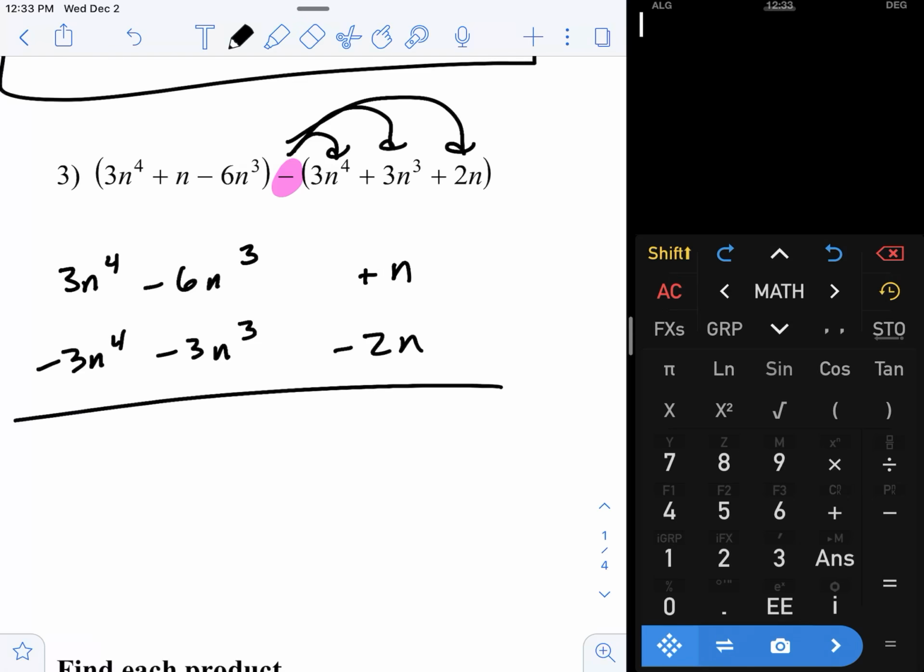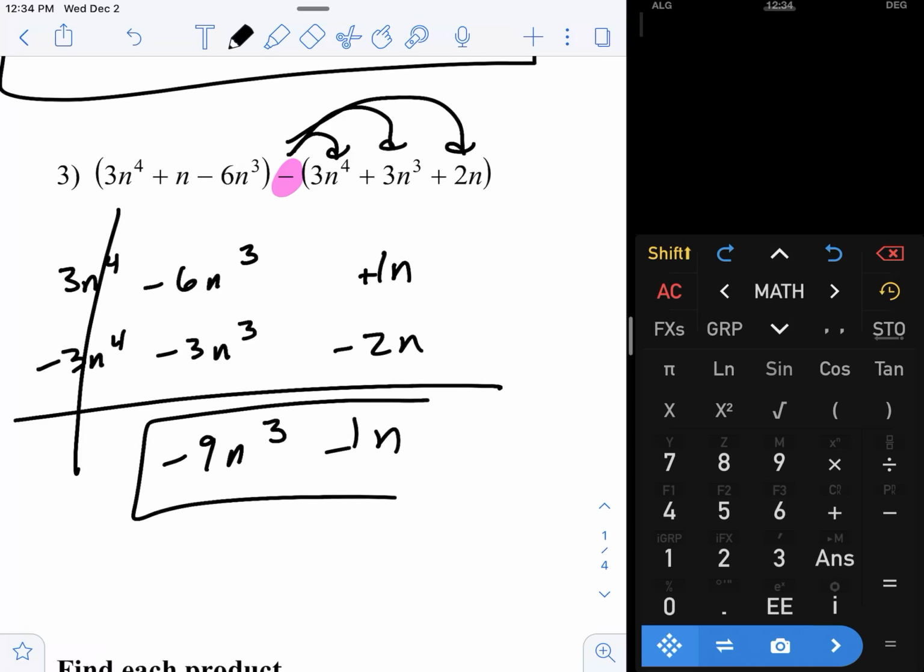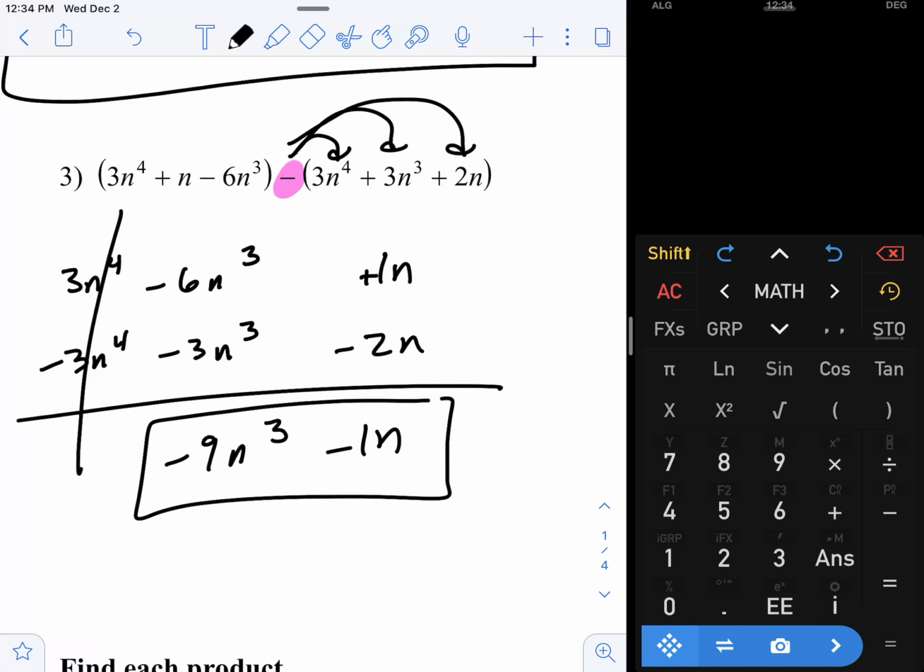Minus 2n. So 3 minus 3, that actually goes away. That cancels out. Negative 9n to the third. 1 minus 2 is minus 1n. You don't have to have the 1. It's 1n, but you don't have to have the 1. Typically, we don't write the 1.